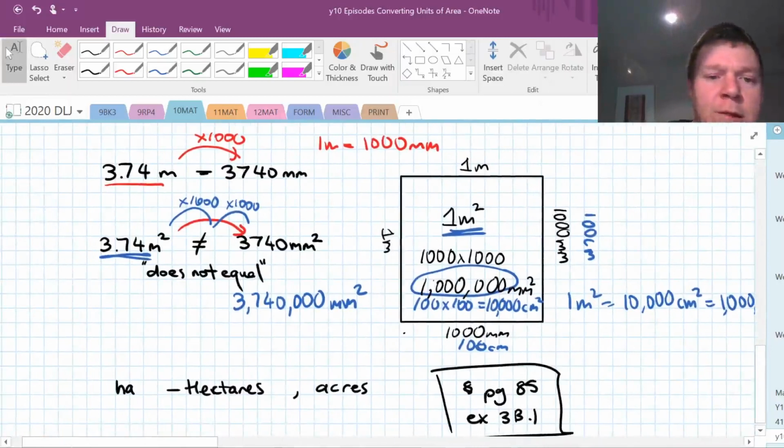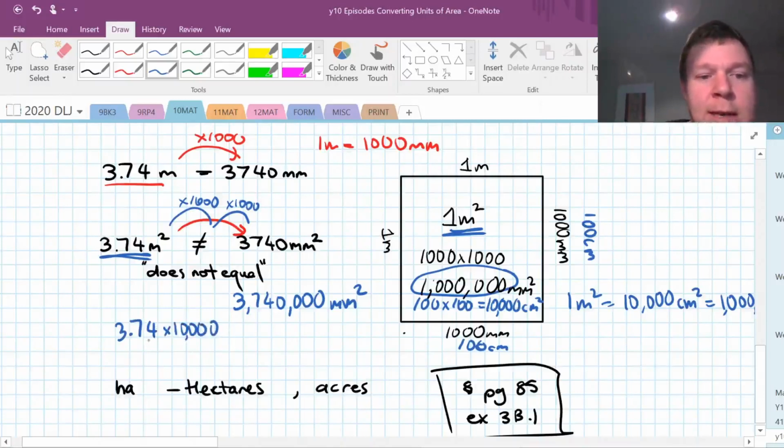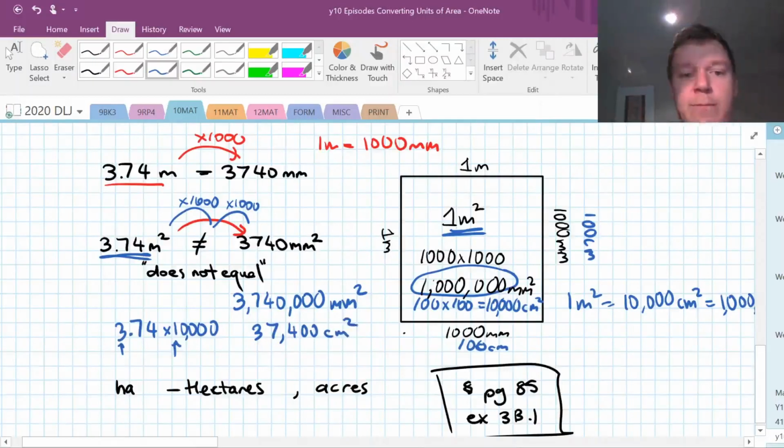So in centimeters squared, we would go 3.74 times 10,000. Multiplying by 10,000 is just going to move our, well, this number here is like standard form. We're just going to drop that where that 1 is. So we're going to get 400 centimeters squared.